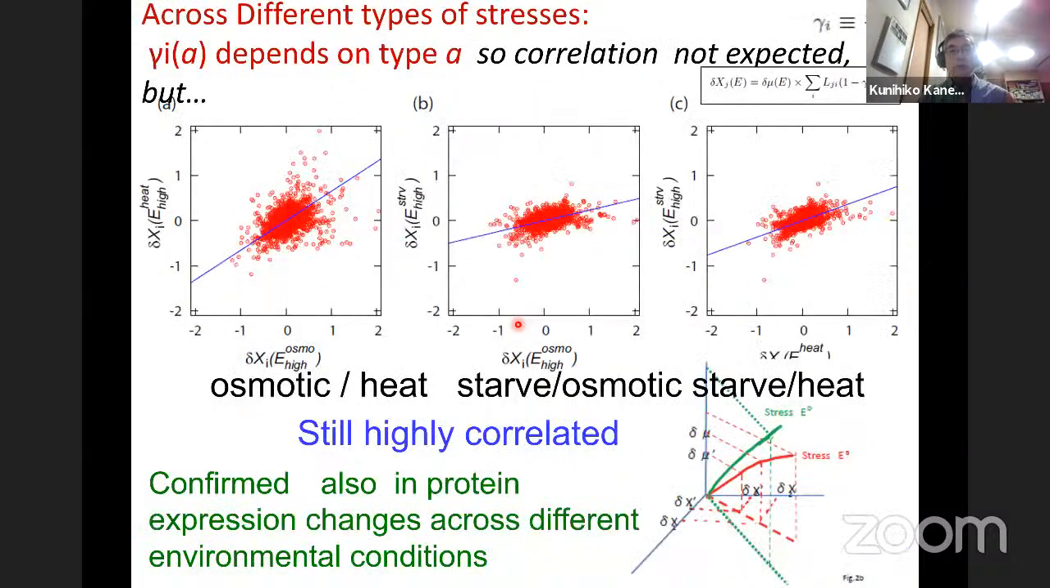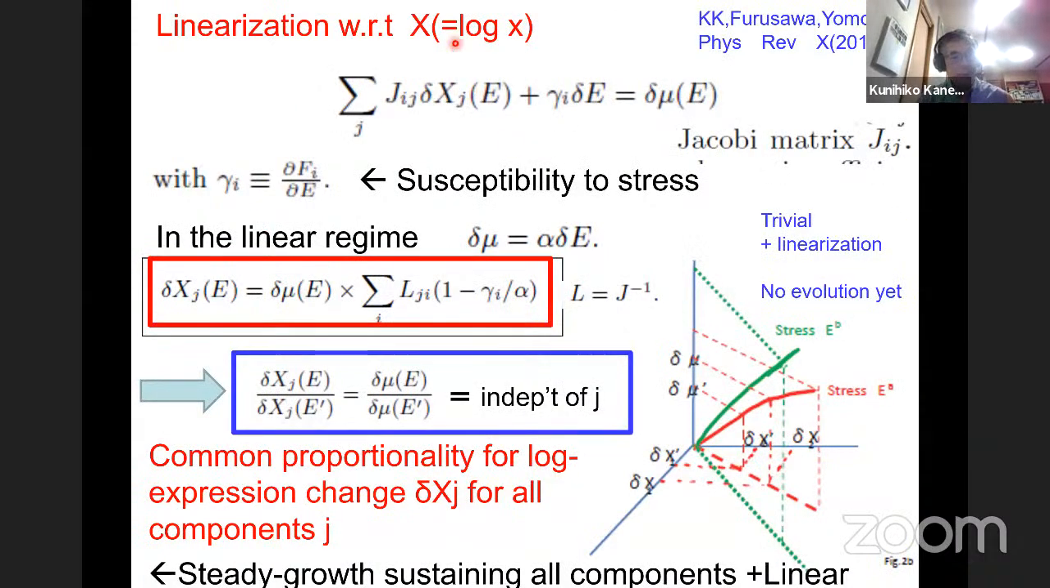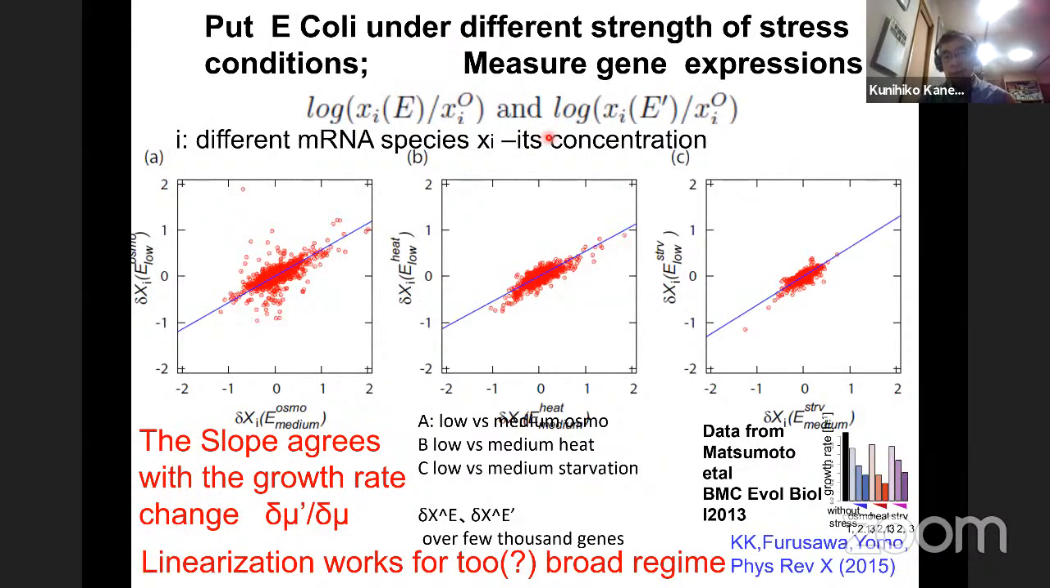So one strange thing here is that we use linearization, but actually the change or the stress strength here is rather strong. And actually the growth rate of this bacteria is almost 20% from the original if you put some strong stress. But still, this holds. So the first question is, why does this linearization work so well?